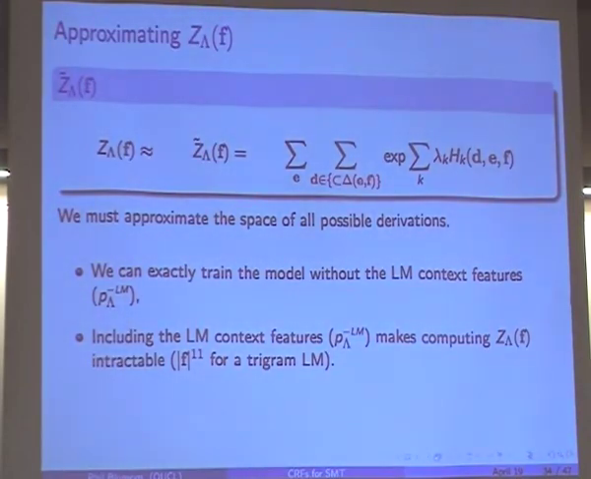The approximation is required because what we're interested in is calculating this Z, this sum over all derivations. We can't do that tractably anymore. So rather than summing over all derivations, we're going to sum over some subset of derivations that we think in some way will be representative enough.